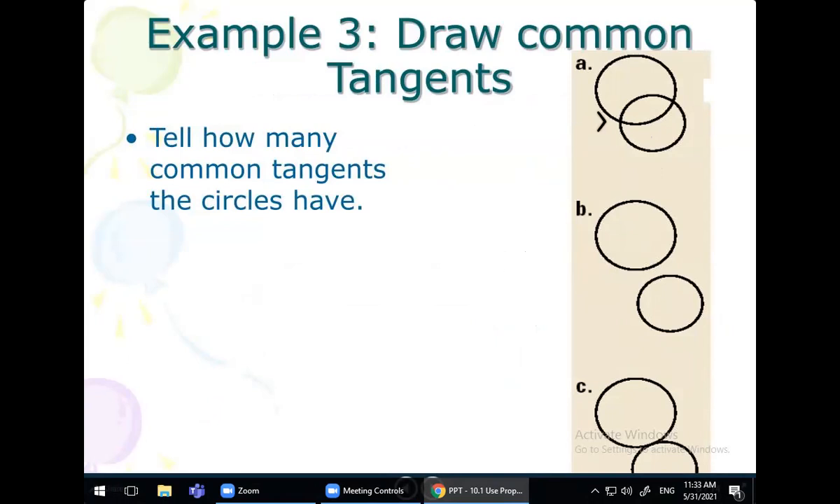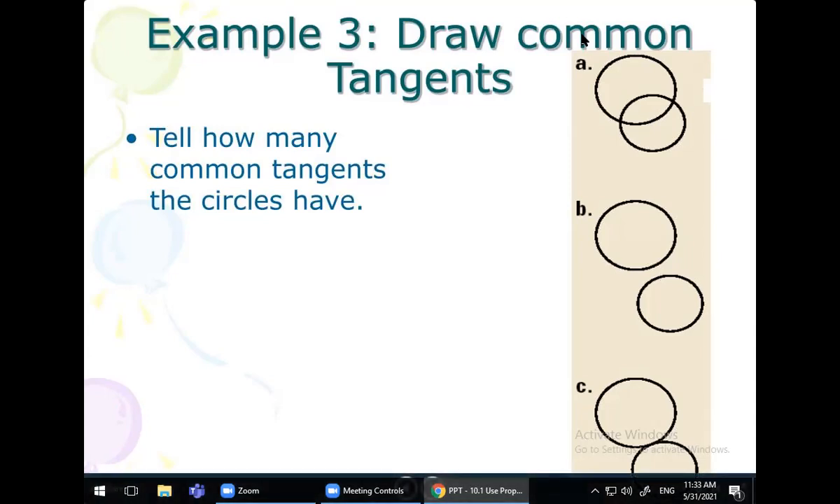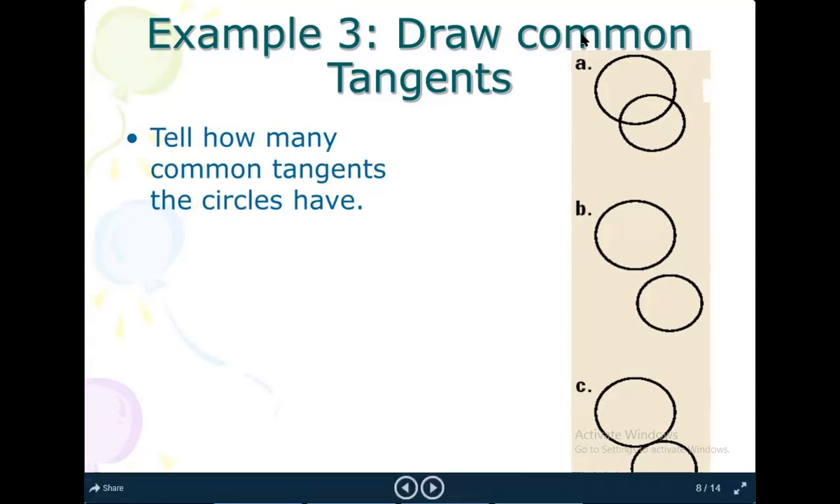What is the type for those two circles? The two-point intersection. Two intersecting circles, right? Yes. Then we want to draw how many common tangents? I said 1, but I think it is wrong. Yes, you said 1, but you think it's wrong. So we will check together.